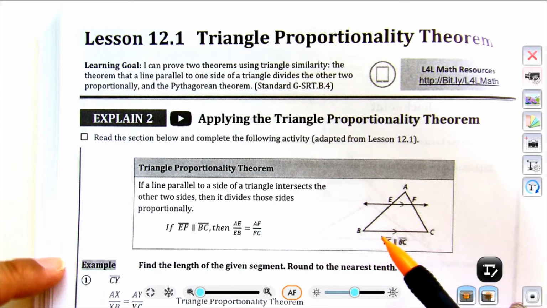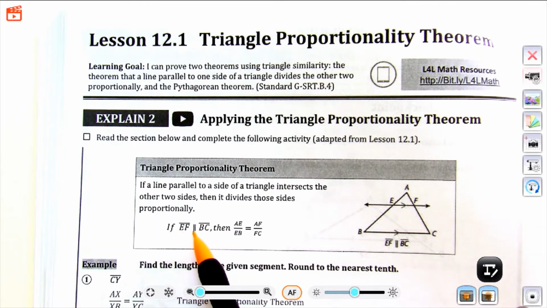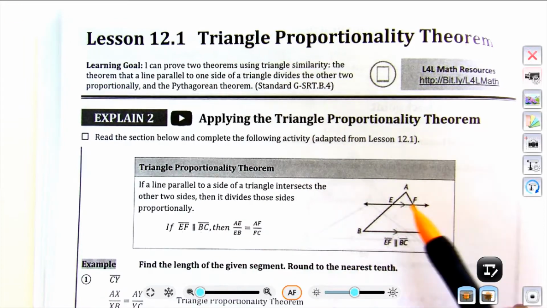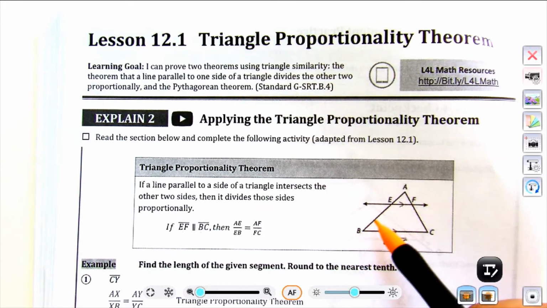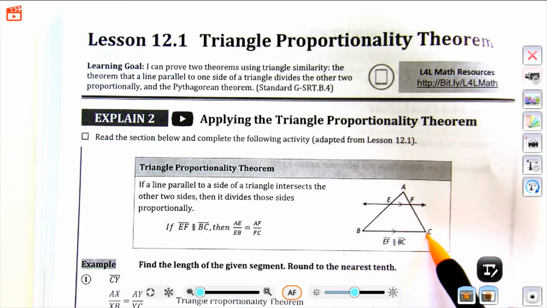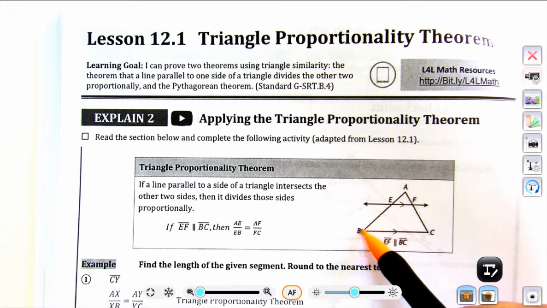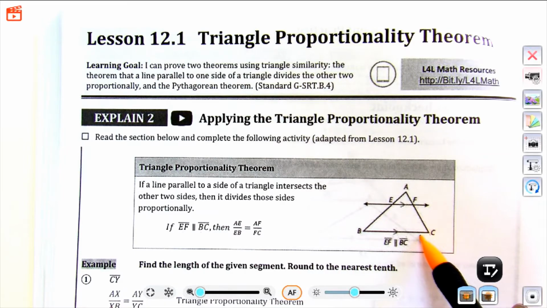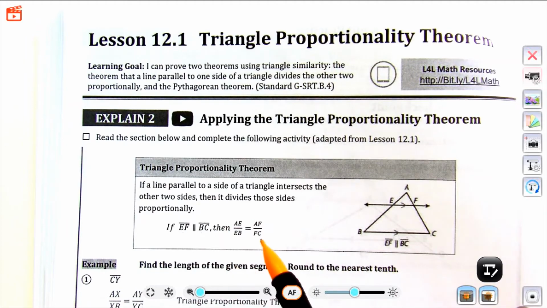So to sum up, if EF is parallel to BC, then we create a proportion. We say AE over EB is equal to AF over FC. So this top piece over the bottom piece is equal to this top piece over the bottom piece. Now, knowing that we can create a proportion, we can solve for a missing variable. And that's what we're going to be doing in the first example.